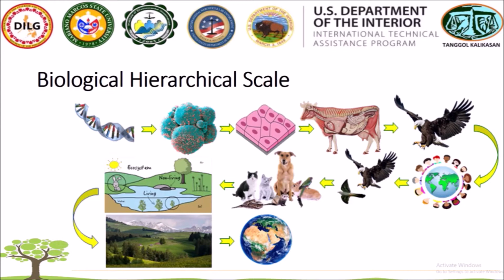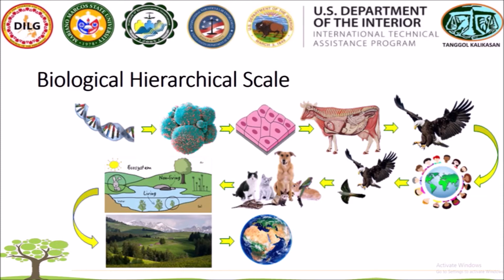Eighth, community. This represents the population of all species living and interacting in an area at a particular time. Ninth, ecosystem. This refers to a community of living organisms in conjunction with the non-living components of their environment, interacting as a system. Tenth, landscape. This refers to the assemblages of different ecosystems. A landscape structure can be quantified by describing characteristics of patches such as number, size, shape, position, and composition.